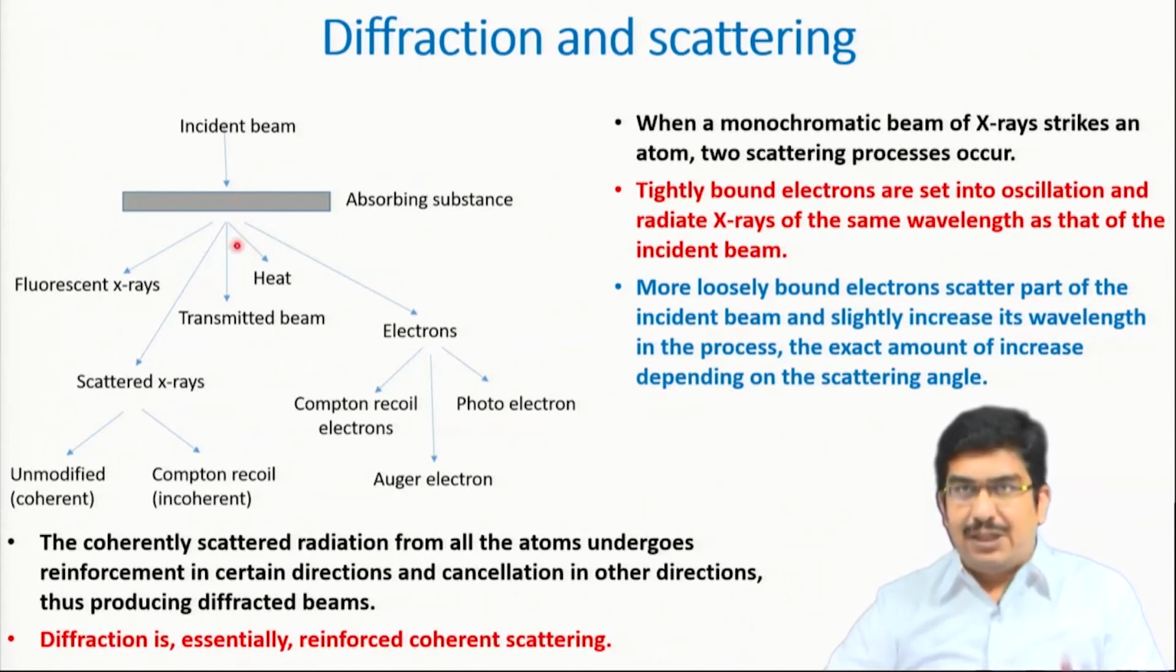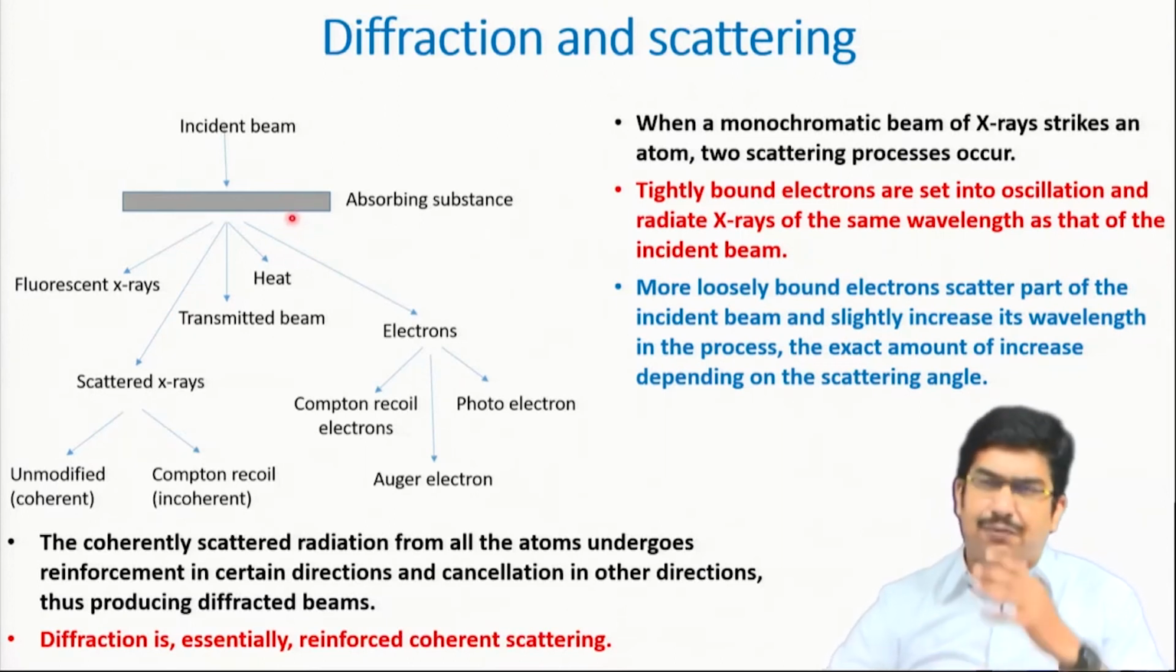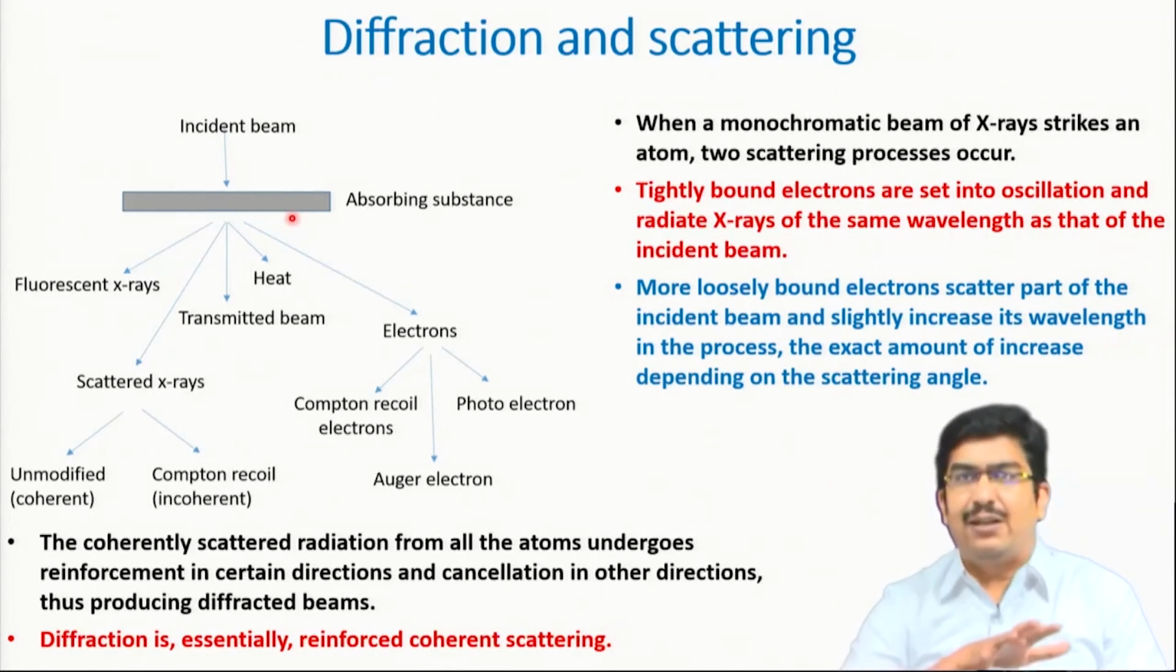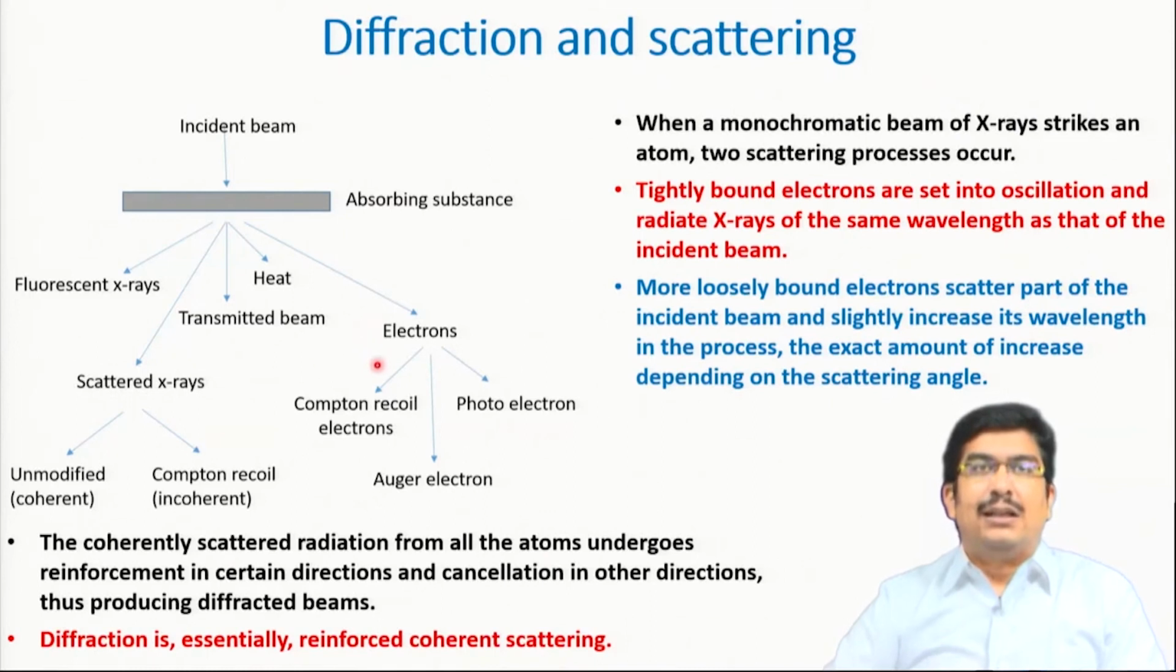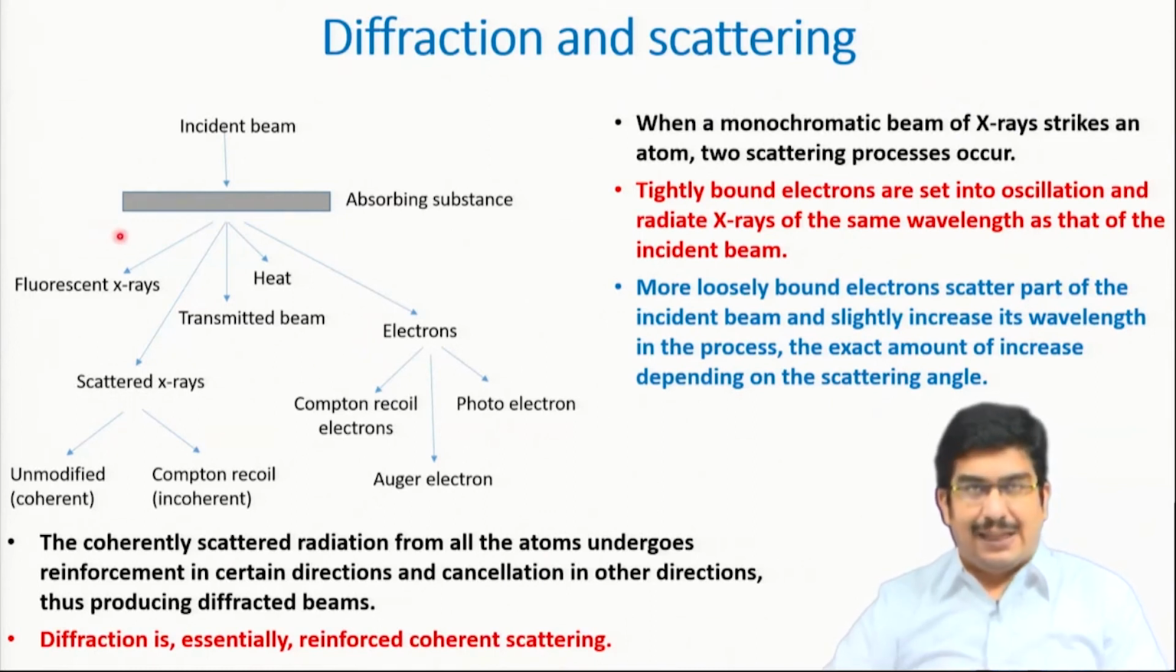Then we will have a transmitted beam as well, no diffraction, only in the forward direction, no scattering, forward scattering. So we will get a transmitted beam or forward scattered beam, whatever. Then we will have a fluorescent X-ray. We have discussed that the fluorescent X-ray is because of X-ray absorption, and it is basically the characteristic X-ray of the material. Then we will have a scattered X-ray beam here, and we will have different types of electrons here.